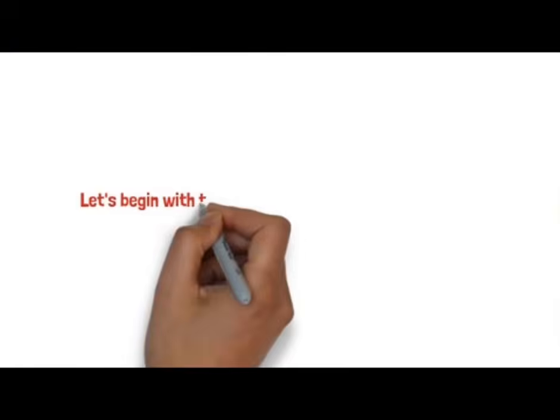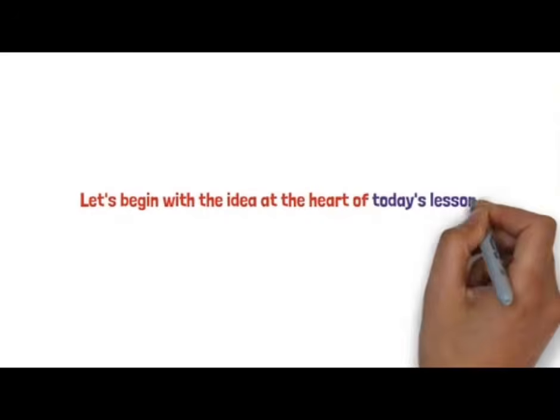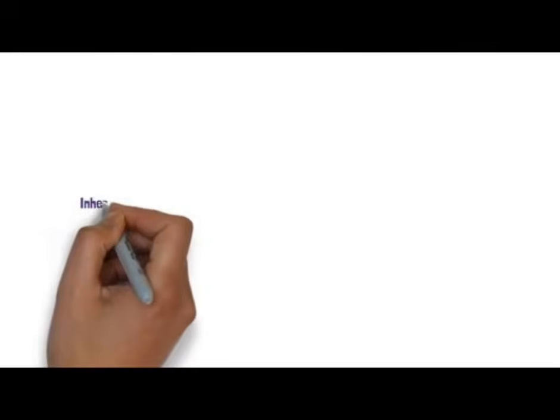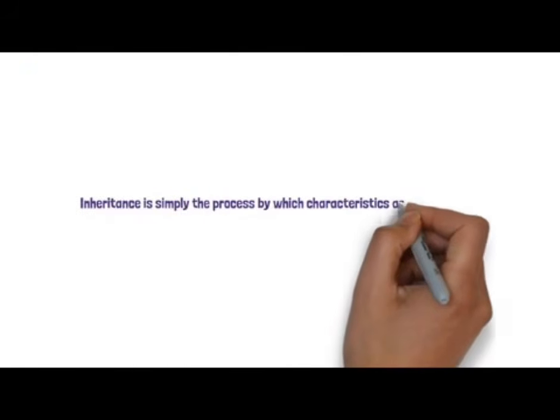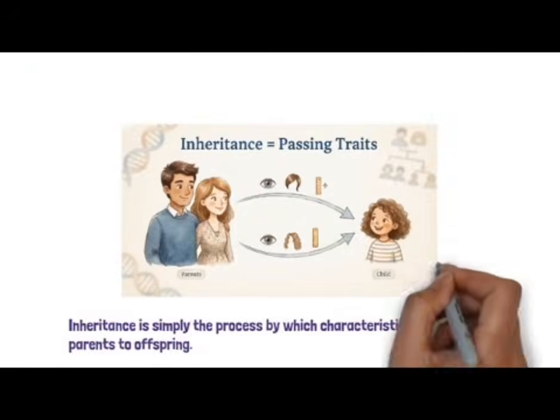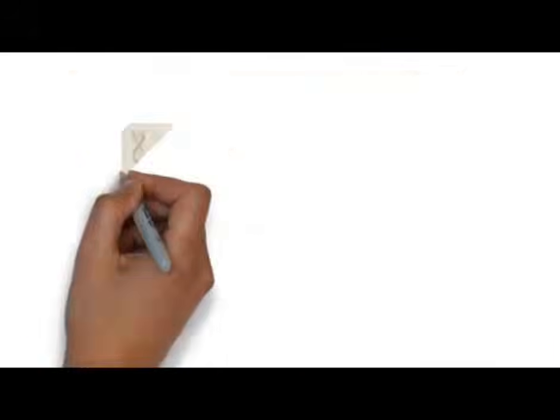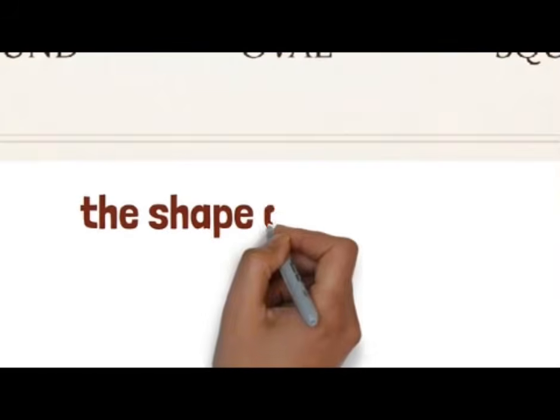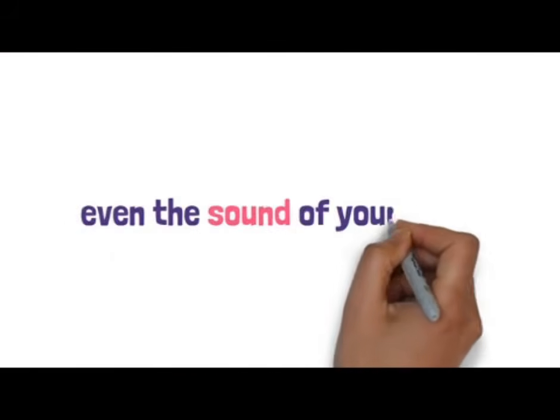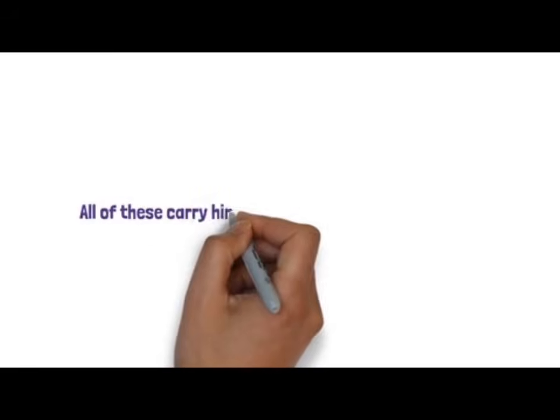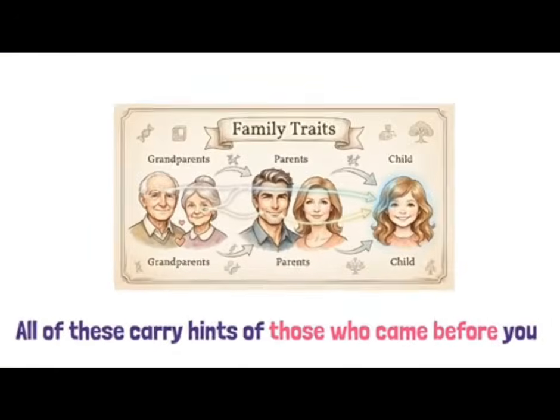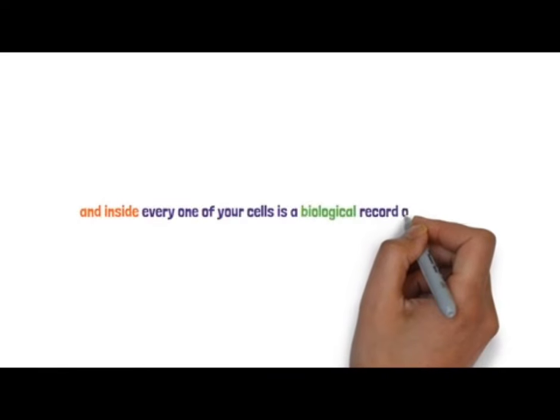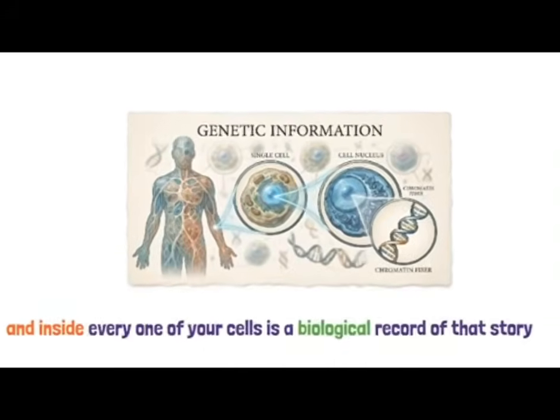Let's begin with the idea at the heart of today's lesson: inheritance. Inheritance is simply the process by which characteristics are passed from parents to offspring. Your eye color, your height, the shape of your face, even the sound of your voice. All of these carry hints of those who came before you. And inside every one of your cells is a biological record of that story.